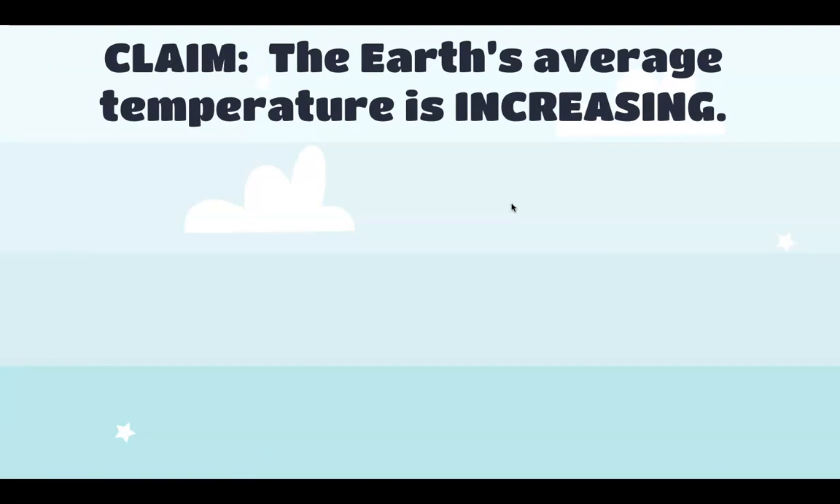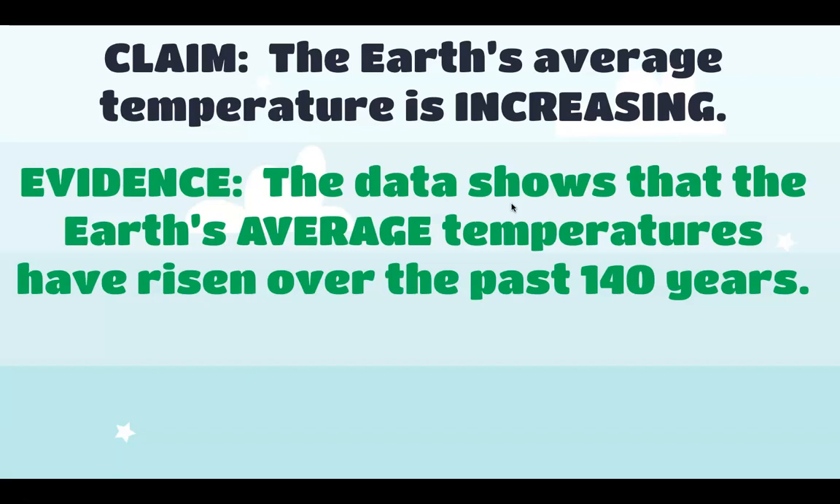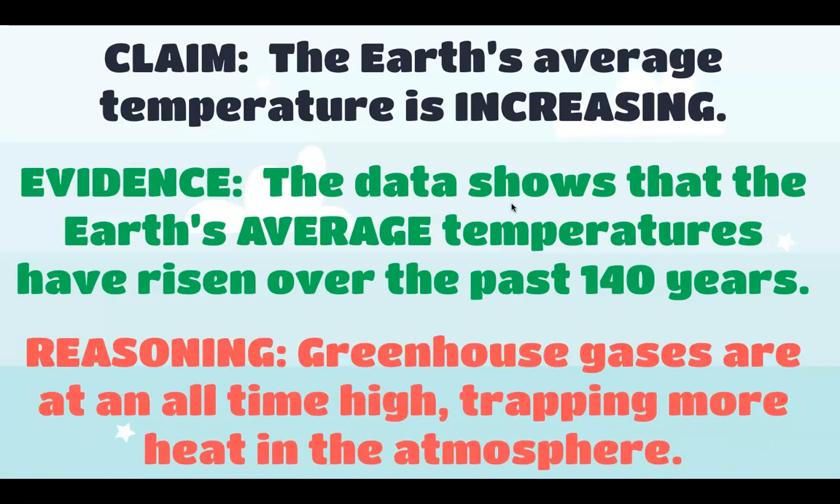So global warming, the claim is the Earth's average temperature is increasing. We know that to be true because of the evidence. The data shows us the Earth's average temperature has risen over the past 140 years. The reasoning, why does that happen? Well, greenhouse gases are at an all-time high in our atmosphere, trapping more heat than ever before.